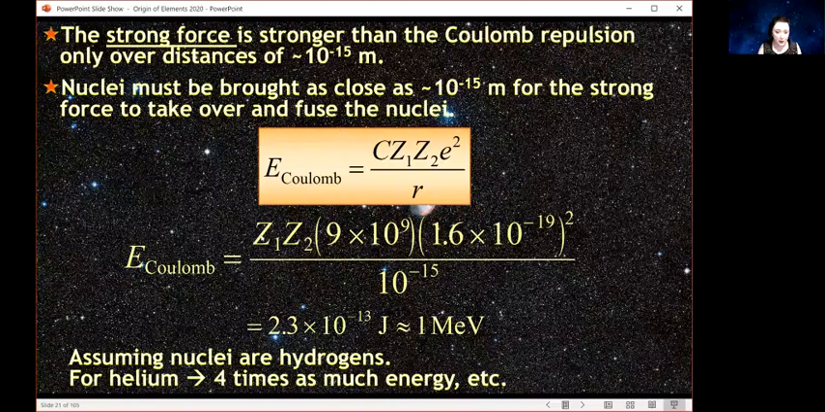Remember that if you go up to, let's say you want to stick two heliums together, now Z1 and Z2 are both 2, and so it'll be 4 times more energy that's needed.